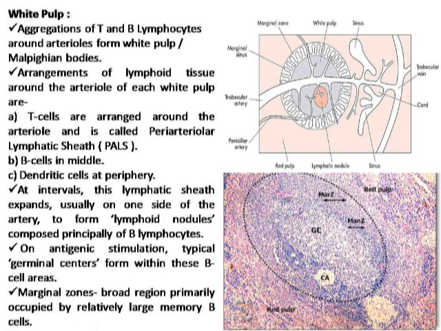Then the marginal zone is found on the very edge of the lymphatic follicles, containing different immune cells that are well equipped for recognizing antigens and starting an appropriate immune response.